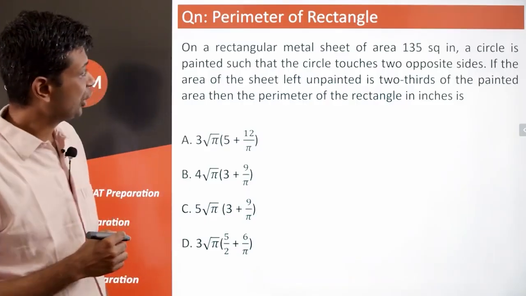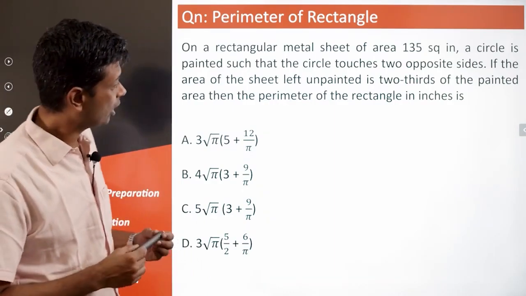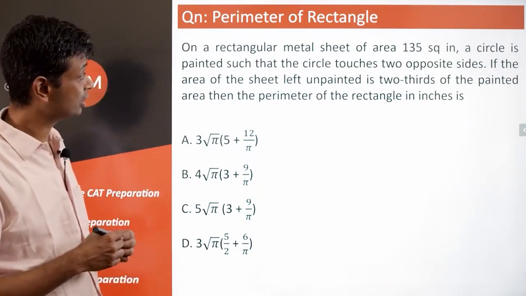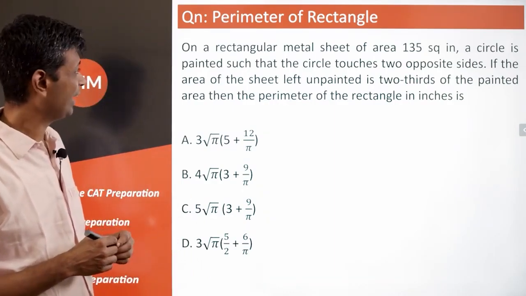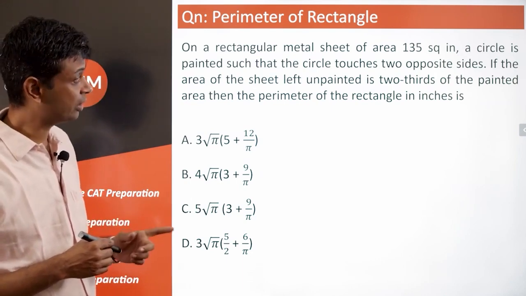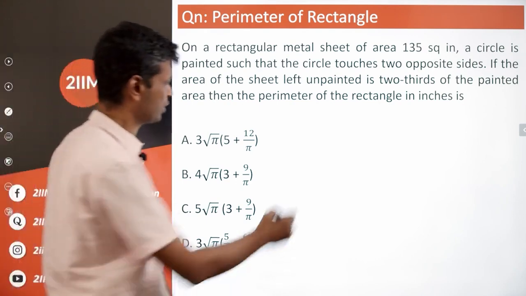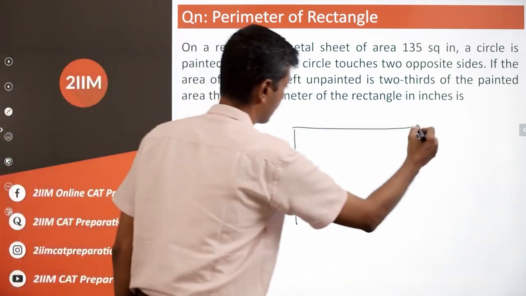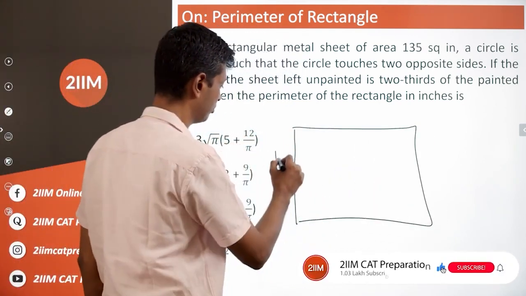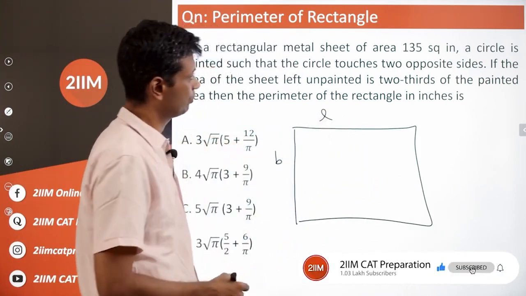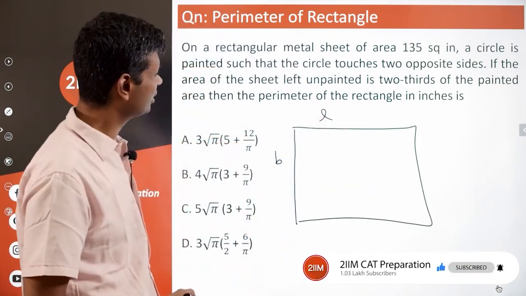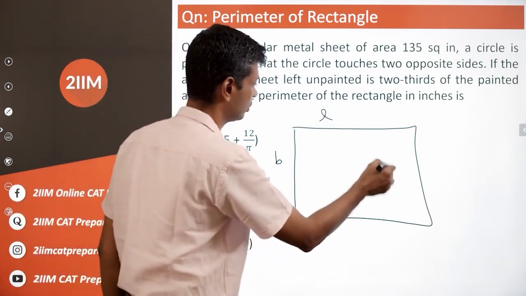On a rectangular metal sheet of area 135 square inches, a circle is painted such that the circle touches two opposite sides. If the area of the sheet left unpainted is 2/3 of the painted area, then find the perimeter of the rectangle. I'm going to draw the first diagram here. So there is a breadth, there is a length to this. A circle is painted such that the circle touches two opposite sides. Obviously, it will be this.